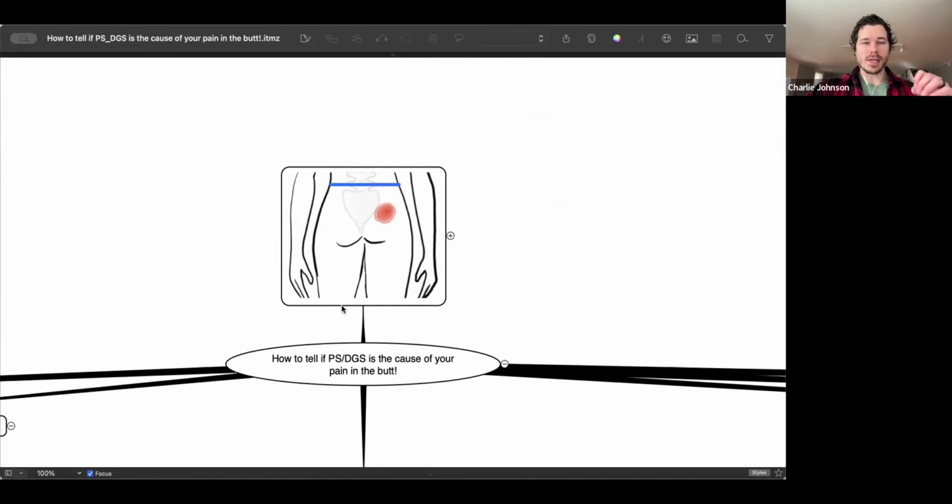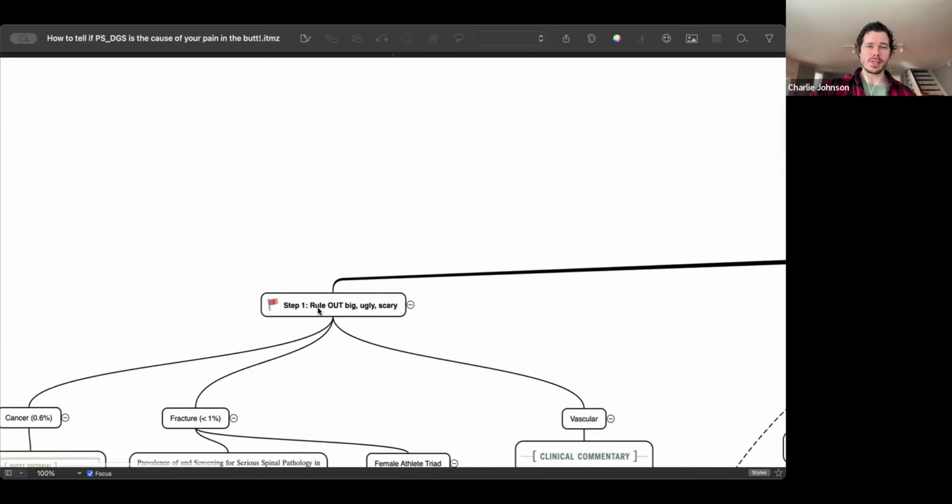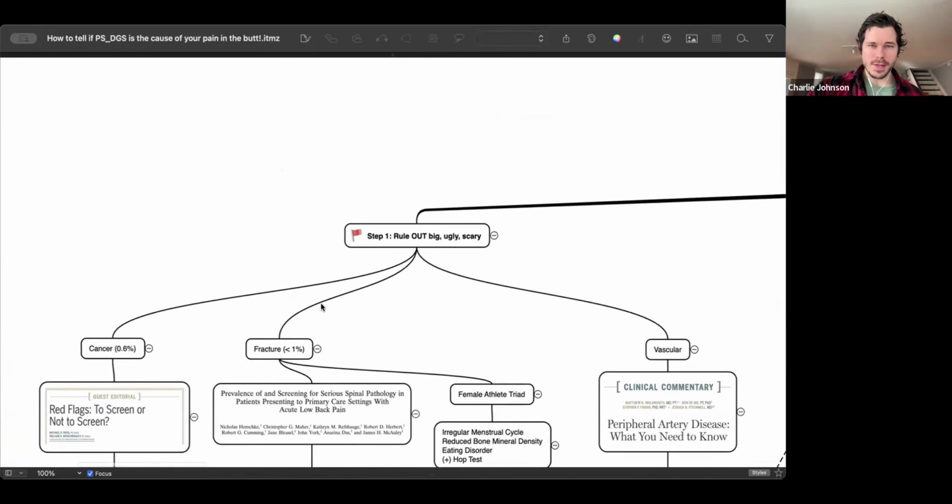All right, so let's dive deep into the flowchart and or algorithm to determine if piriformis syndrome or deep gluteal syndrome is the cause of your pain in the butt. We're going to go through the 6 steps. They are in this order for a reason. Do not skip these steps, all right?